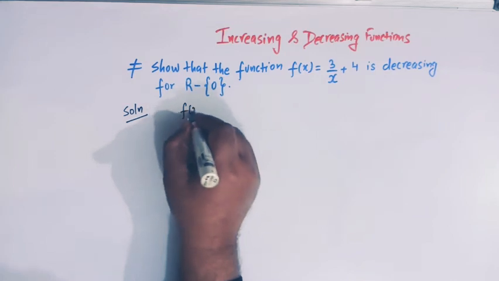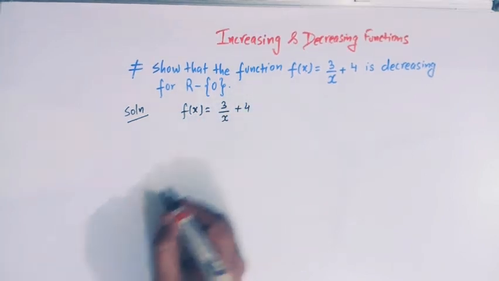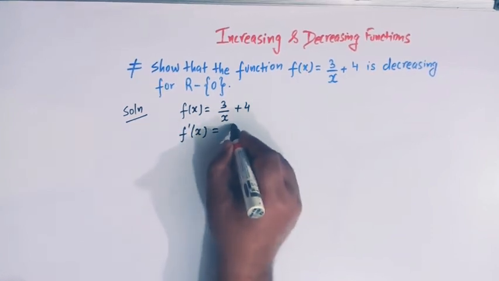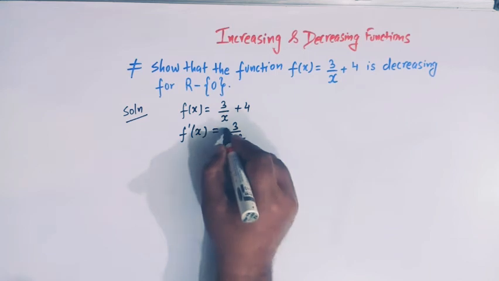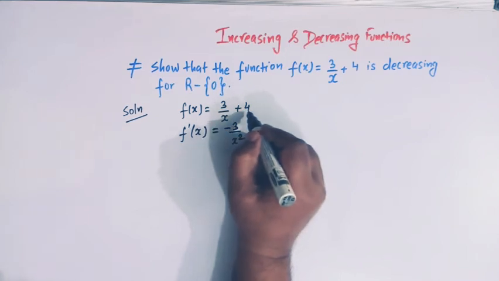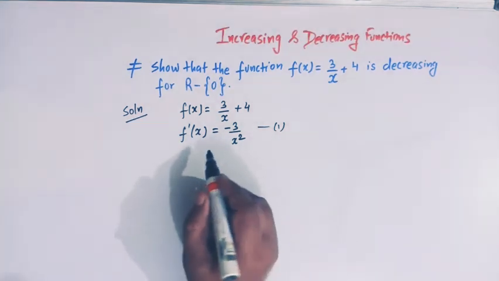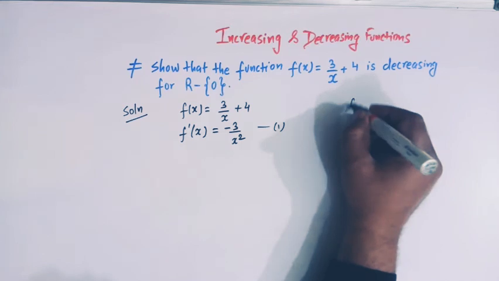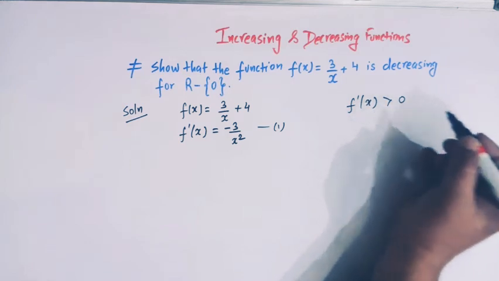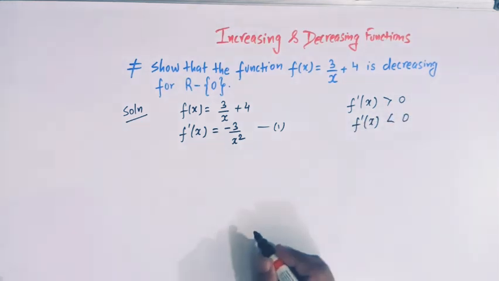So here we are given the function f of x is equal to 3 over x plus 4. Now let us differentiate it. So the derivative f prime of x is 3 over x square, and here we have the negative sign, and the derivative of 4 being a constant is 0. Now we know that a function is said to be increasing if the derivative is greater than 0, or the derivative is positive, and it is decreasing if the derivative is less than 0, right?